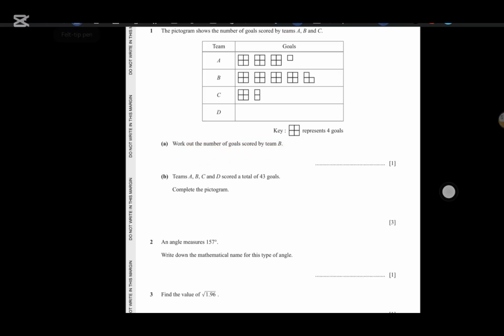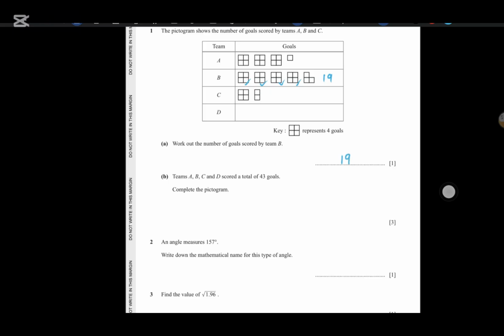So to count the number of goals scored by team B, we have to count these squares. 1, 2, 3, 4. 4 fours are 16 plus 3, 19. So the answer is 19 here. Question number B.